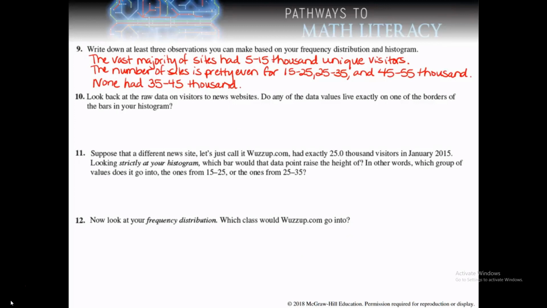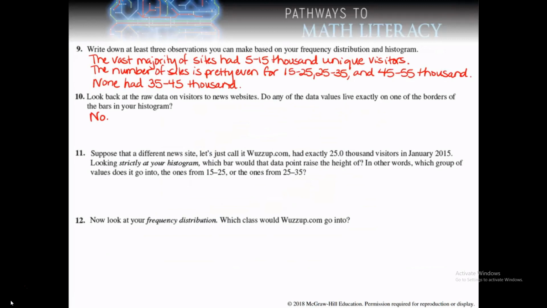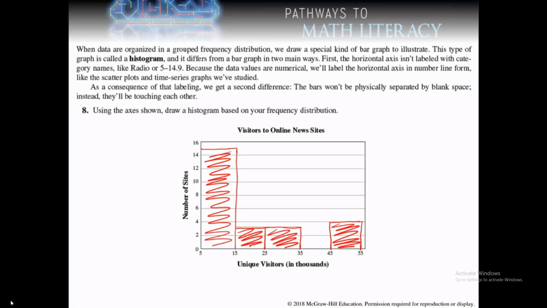In number 10, we're going to look back at the original data to see if any of the data values are right on one of these borders, 25, 35, or 45,000. And looking back, it looks like none of them are exactly on a border. Well, number 11 says, what if one was on a border? What if this website had 25,000 visitors? Looking at the histogram, which group would it go in? Well, looking at the histogram, it's hard to tell because there's a border right at 25 and we don't know whether to include those in the lower group or the upper group.